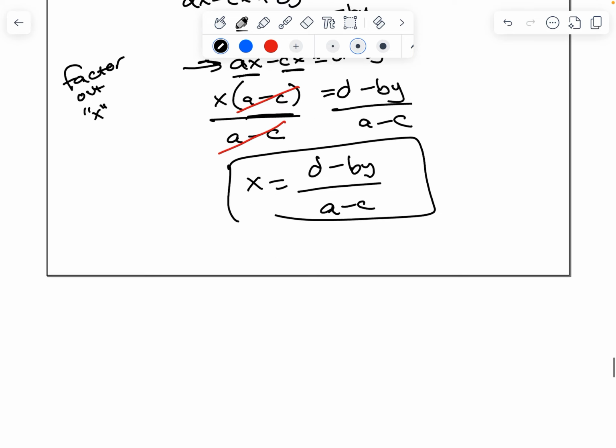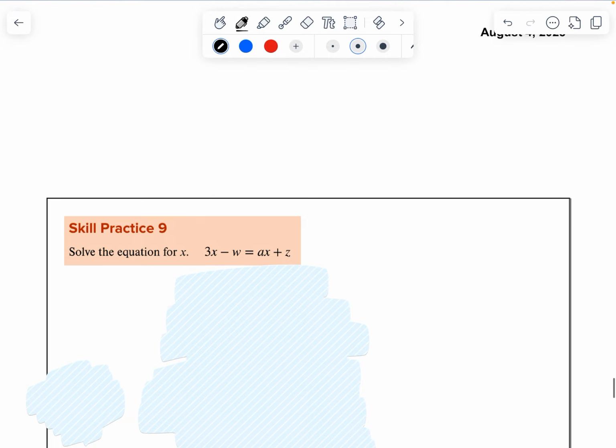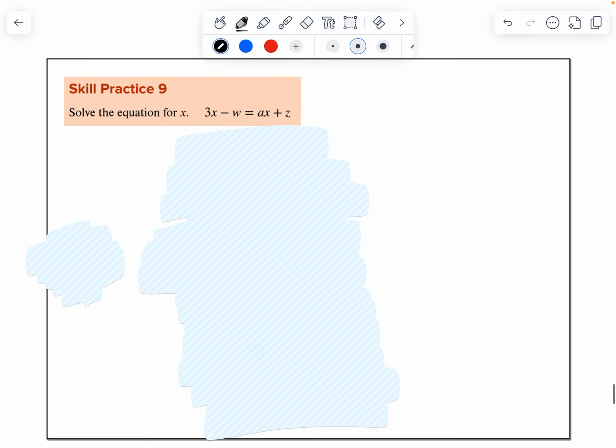All right, here's what I want you to do. We've got one more. And this is one of those that I want you to try, right? So we have 3x minus w equals ax minus z. We're trying to solve this for x. Take a minute, see if you can solve it, pause the video, and in just a few seconds I'm going to reveal what I did.